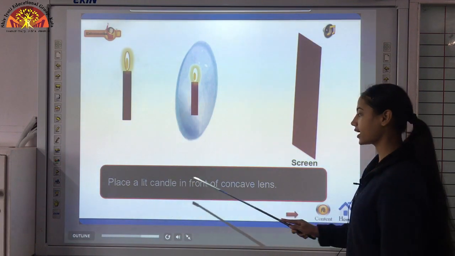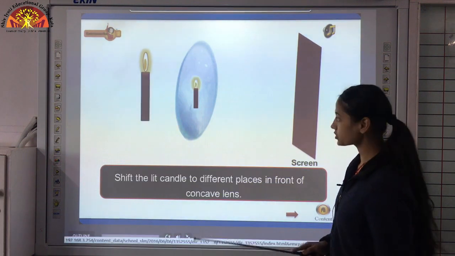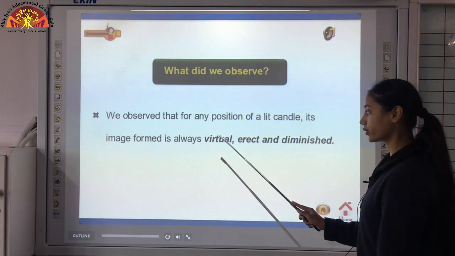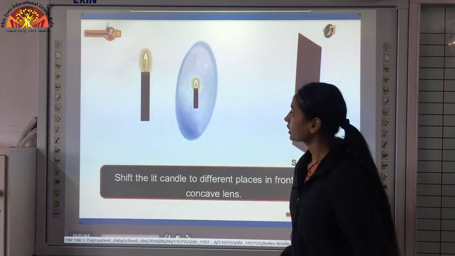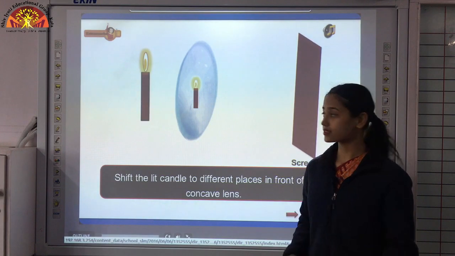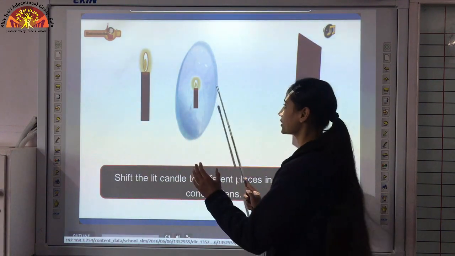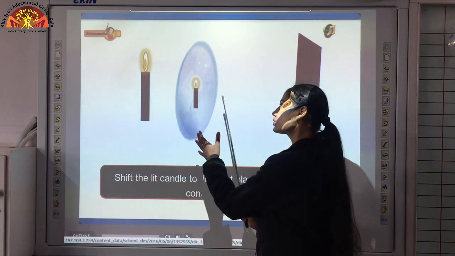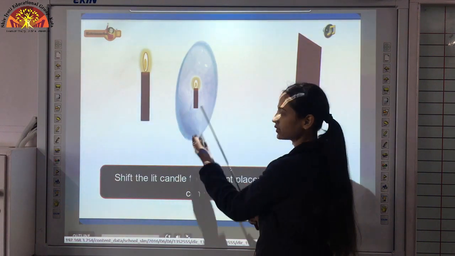So place a lit candle in front of the concave lens. Yes, we did. So what type of image is formed? The image formed is always virtual, erect and diminished, no matter what the position of the candle is. If you keep it far away from the lens, then also it will be obtained and the size will be smaller. If you bring this candle closer to the concave lens, then also the image will be diminished, virtual and erect.